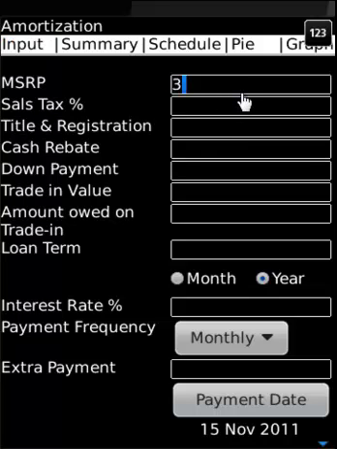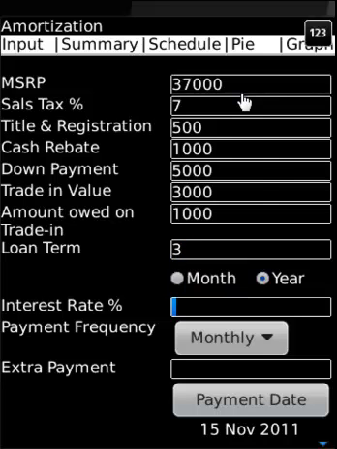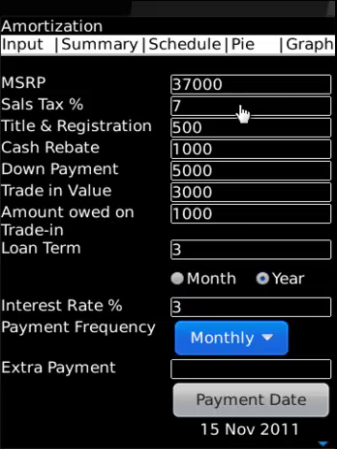Amortization: say MSRP, sales tax, title registration, this is optional, cash rebate, this is also optional, down payment, this field is optional, trade-in value, this field is also optional, amount owed on trade-in, this is optional, loan term, either it can be specified as months or years, say 3 years, interest rate 3%, and payment frequency can be selected from here. We'll leave it at monthly.